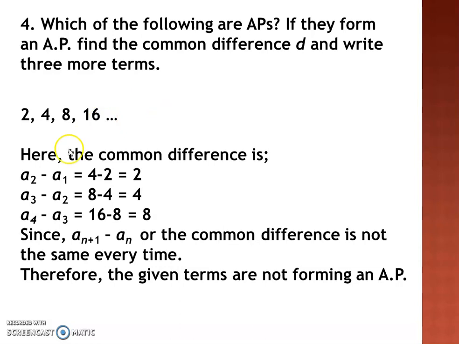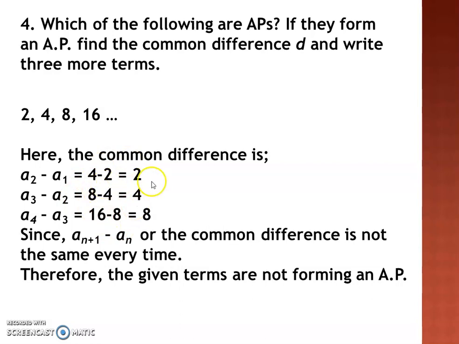So for that you will find A2 minus A1, that is second term minus first term. Then A3 minus A2, third term minus second term. Fourth term minus third term, and so on. You can see, checking 2 terms or 3 terms is enough. Common difference, is it same or not?